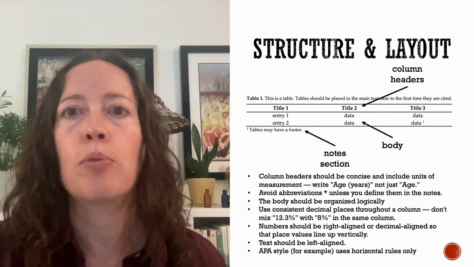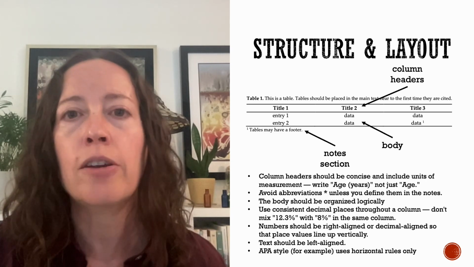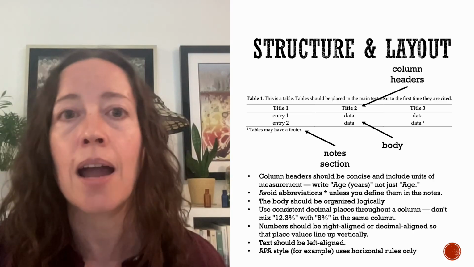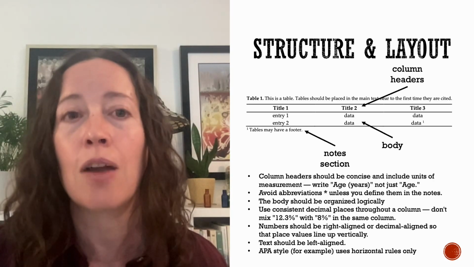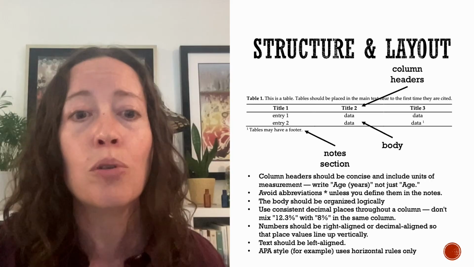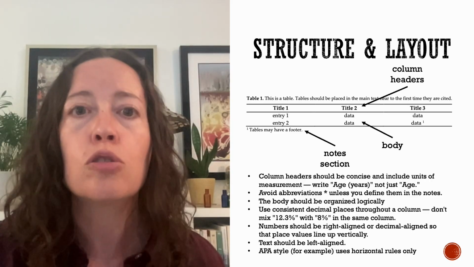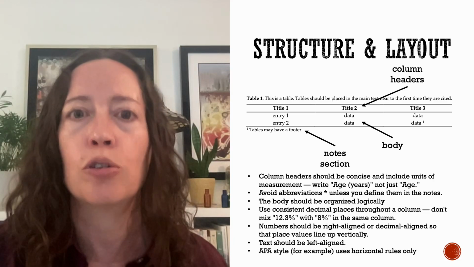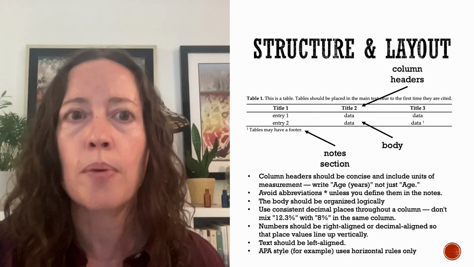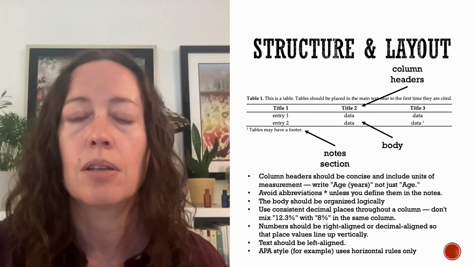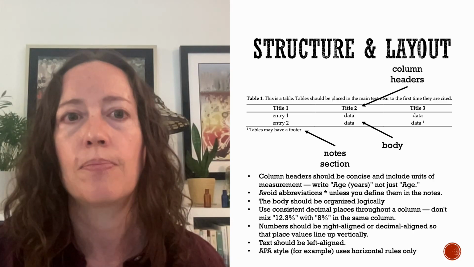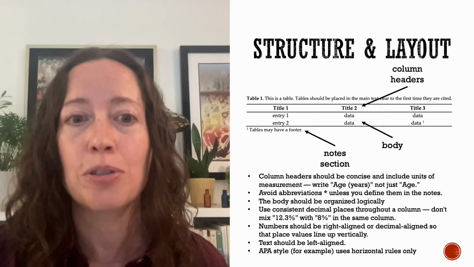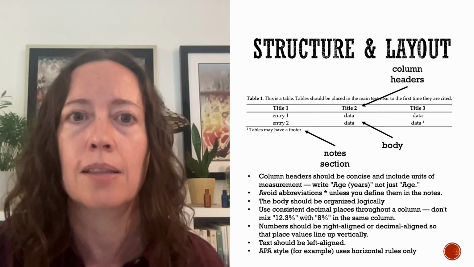A well-structured table has three zones: the column headers, the body, and the notes section below. While that may seem obvious, I reviewed a paper just earlier today where there were a series of tables and no notes, and I had a lot of questions. So don't forget this prime real estate. Column headers should be concise and include units of measurement. You want to write something like age, parenthesis, years, not just age. Avoid abbreviations in headers unless you define them in the notes. Again, notes are prime real estate to do something like that.